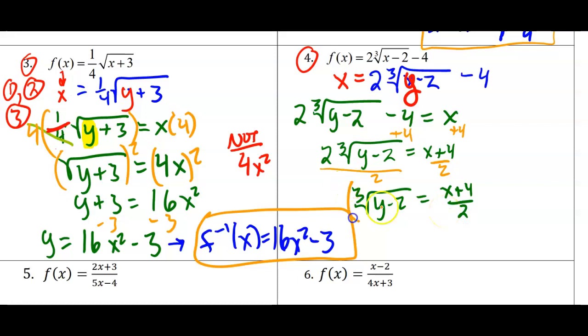Now remove the cube to the third power. Y minus 2 equals x plus 4 over 2 quantity cubed. And then the last step would be adding the 2.